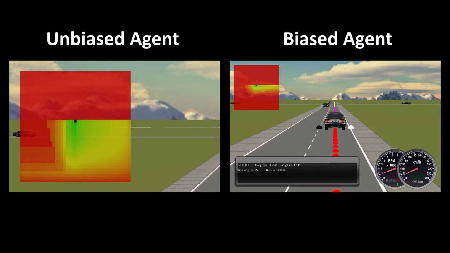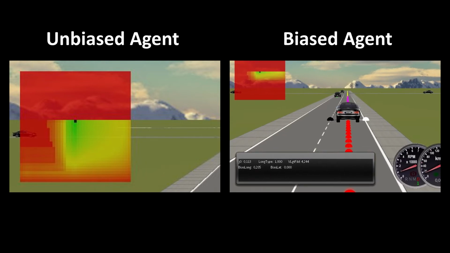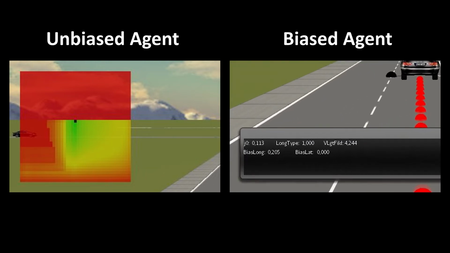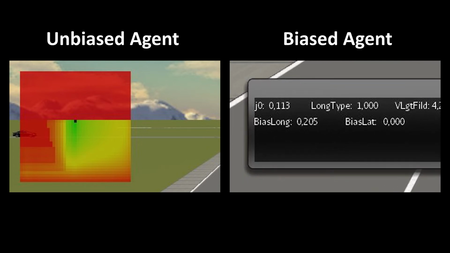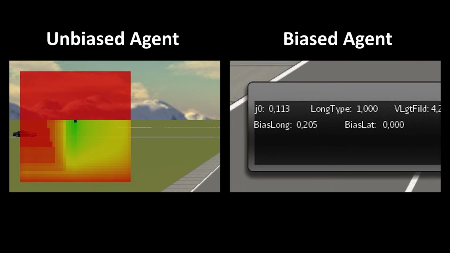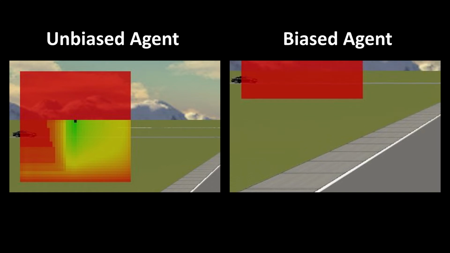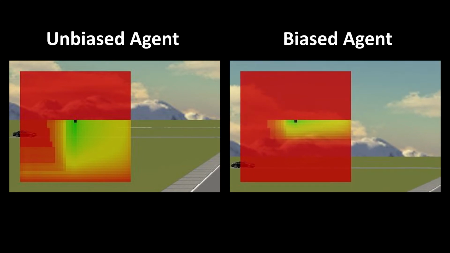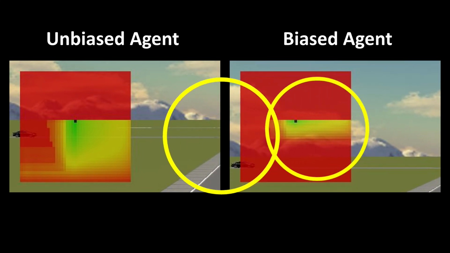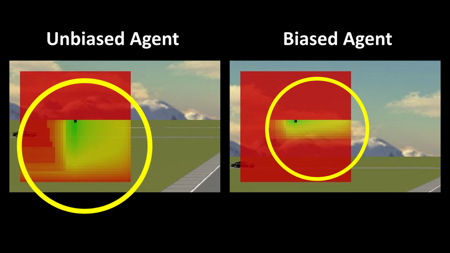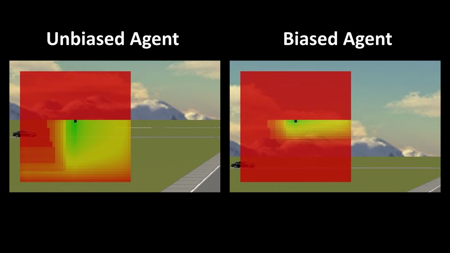On the right, the human operator has told the agent, or biased it, to go faster, in human terms, by pressing down on the gas pedal. This is indicated by the bias long 0.205 figure here. So in this case, the agent limits its deceleration options, as indicated by fewer affordances in the motor space map. In other words, where the left box leaves room for significant deceleration and stop, the right one doesn't.